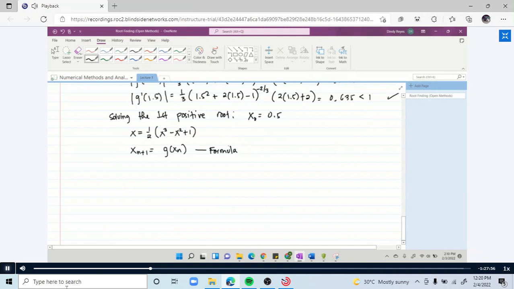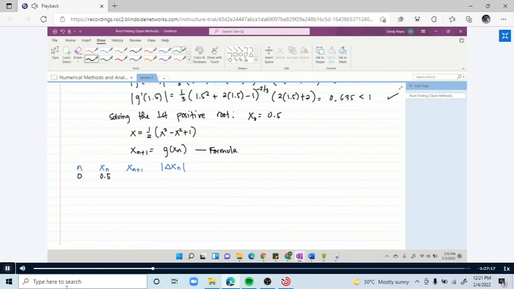Okay, I want you to create a table with four columns. The first column is for n, the second is for x sub n, the third is for x sub n plus 1, and then finally the absolute error in the last column. Okay? I will start with n equals 0, because what's given is x sub 0, right? So when n equals 0, x sub 0 is 0.5. You are given that.